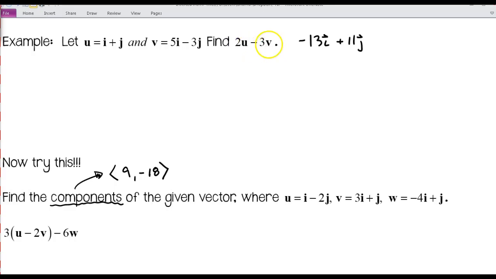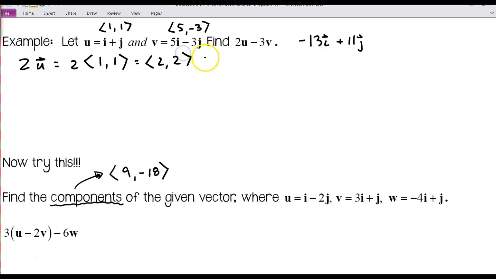Since I want to find 2u minus 3v, first I'm going to find 2u. So that's going to be 2 times, and I'm just going to convert these to component form because I find it easier to work with them. So u is going to be 1, 1, and v is going to be 5, negative 3, and then I'll just convert it back at the end. So 2u is going to be 2 times 1, 1, so that's going to be 2, 2, and then 3v is going to be 3 times 5, negative 3, so that's 15, negative 9.